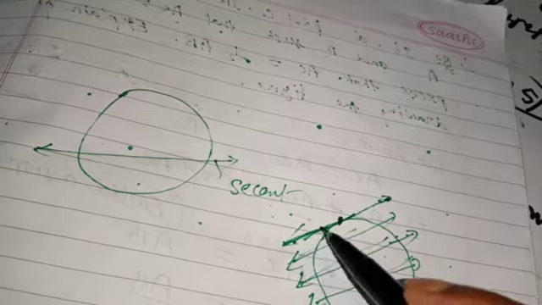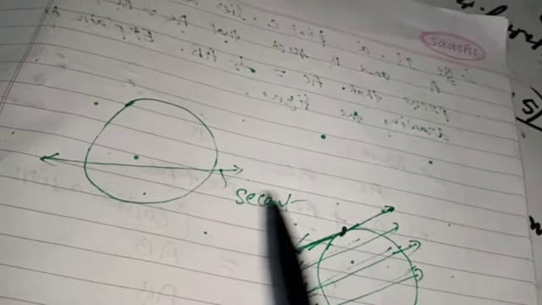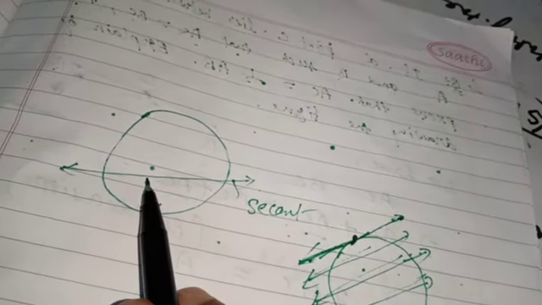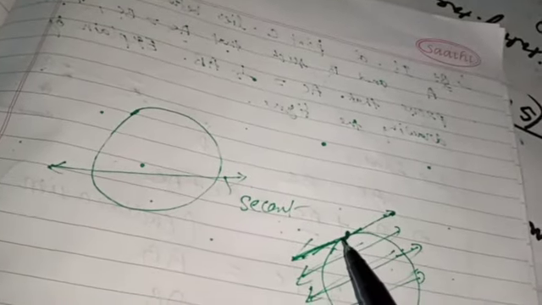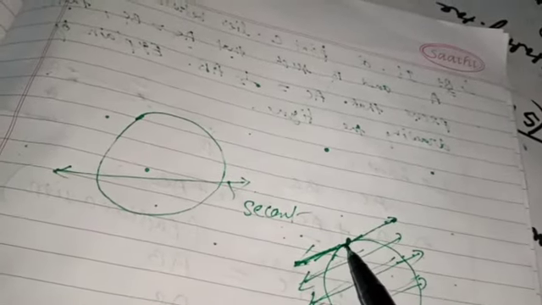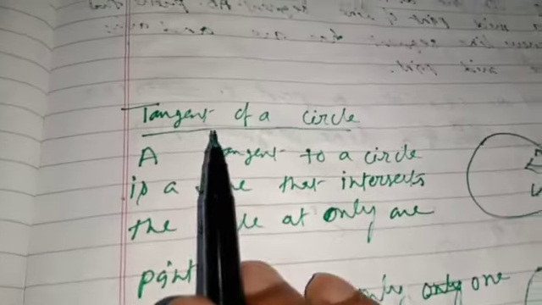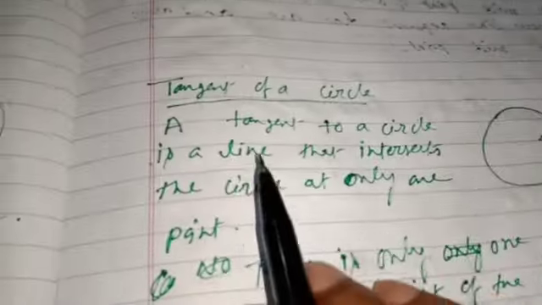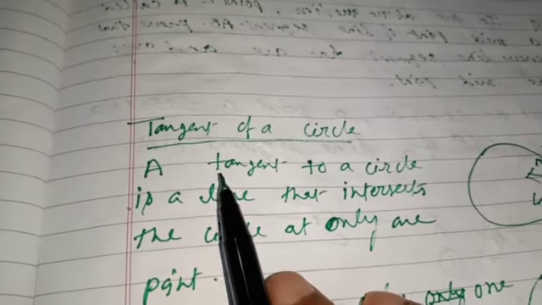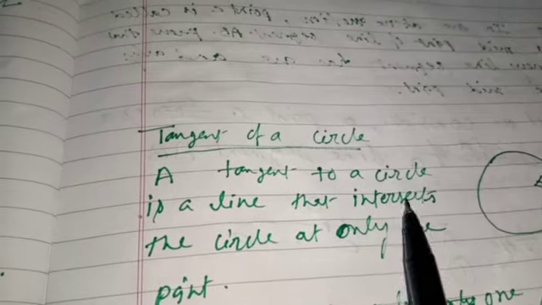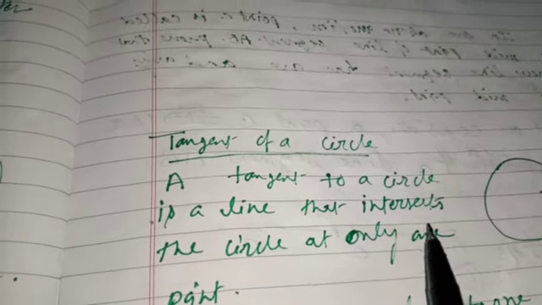it is not a secant now, because what is a secant? A secant always passes through the circle, and it intersects at how many points? Two points. But here how many points? This line intersects the circle at how many points? At 1 point. So what is the name of this? Let me explain. See, now we will get the tangent of a circle. See, tangent means what? A tangent to a circle is a line that intersects the circle at only 1 point.